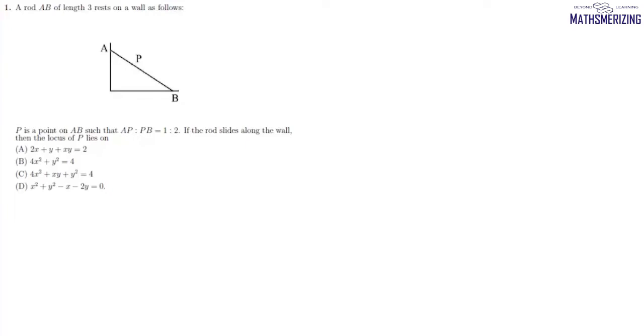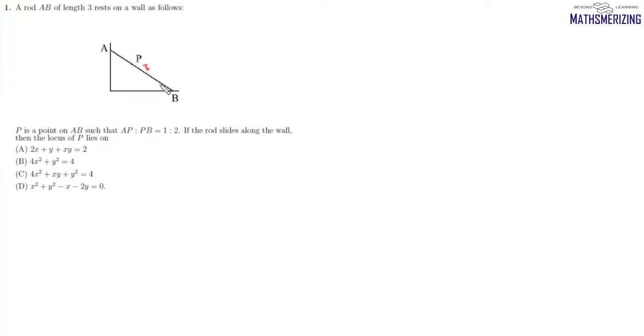Today we'll discuss ISI's B-Stat and B-Math 2012 paper, and this paper again had some wonderful questions. The first question is, a rod AB of length 3 rests on a wall as follows. P is a point on AB such that AP upon PB is 1:2. If the rod slides along the wall, then the locus of P lies on.